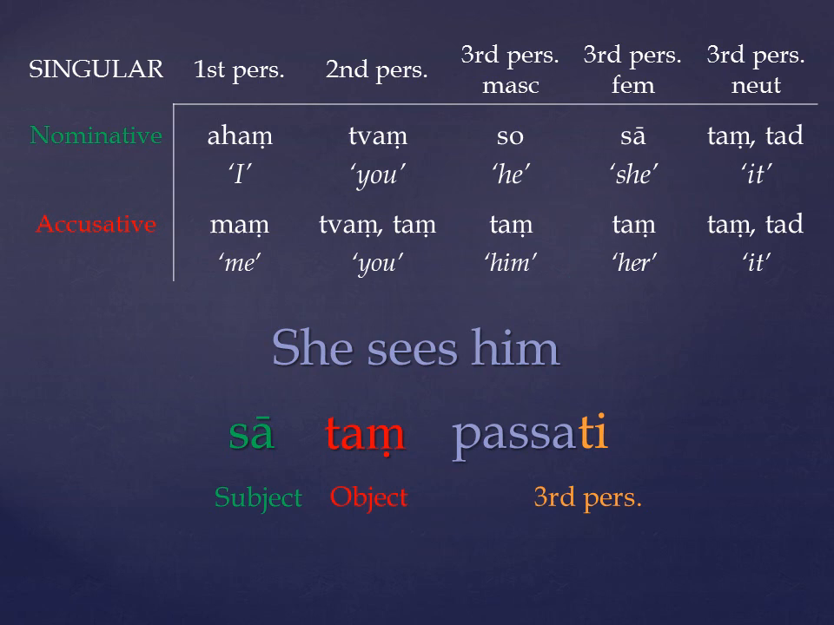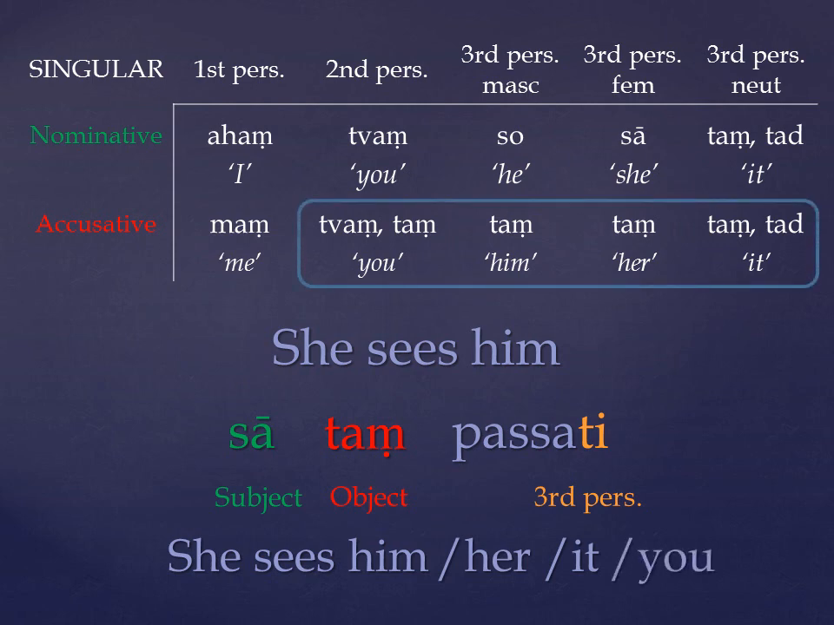One thing to note is, if we were to translate the Pali sentence back into English, we could render it either as she sees him, or she sees her, it, or even you, because tang can mean all of these things. And we'd have to look at the context of the sentence to figure out which one of these translations was correct.